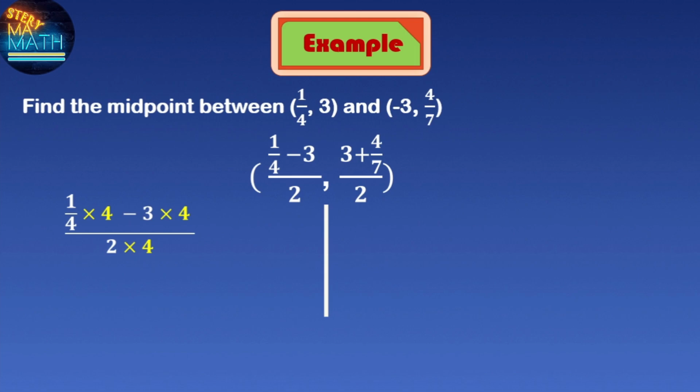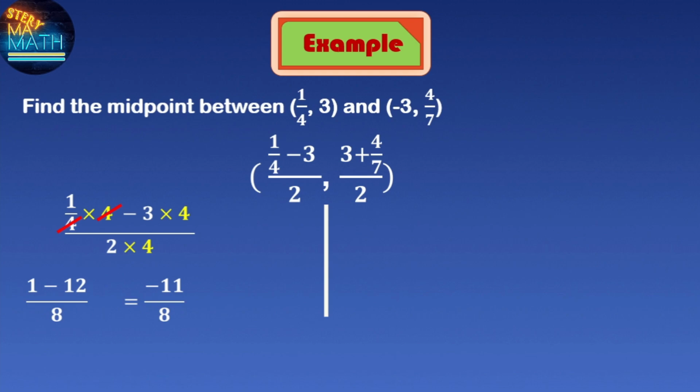4 cancels 4, so it will be 1 minus 3 times 4, which is 12, divided by 2 times 4, which is 8. So the answer will be negative 11 divided by 8. So the first coordinate is negative 11 divided by 8. Likewise, we will do the same procedure in the second coordinate.